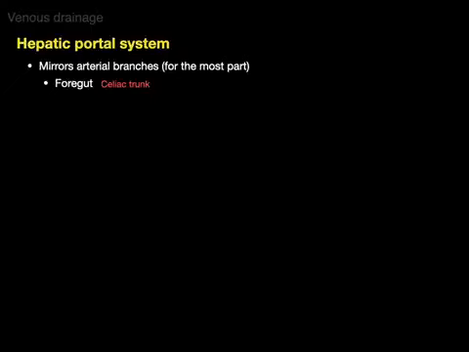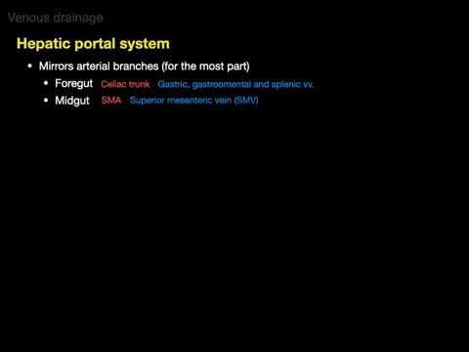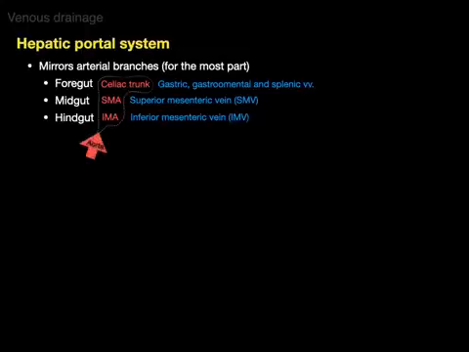To talk about that, we need to discuss the hepatic portal system. The hepatic portal system mirrors the arterial branches for the most part. So for the foregut, you have the celiac trunk supplies it, and the gastric, gastroomental, splenic veins drain foregut. The midgut supplied by the SMA, midgut's drained by the SMV. Hindgut's supplied by the IMA, it's drained by the IMV. So we see that the aorta supplies the foregut, midgut, hindgut, and then the portal vein drains the gut tube.